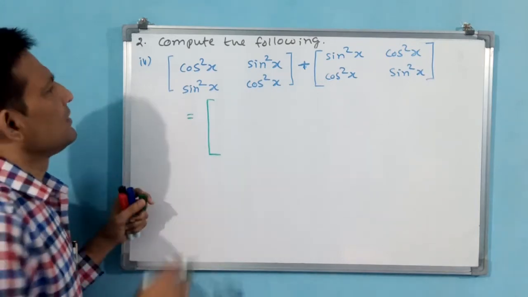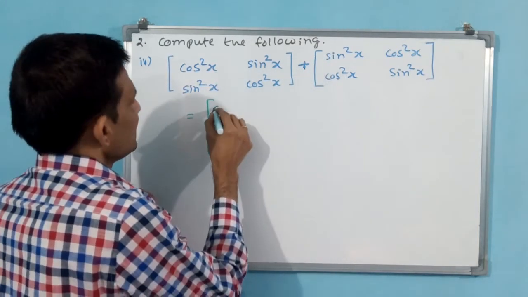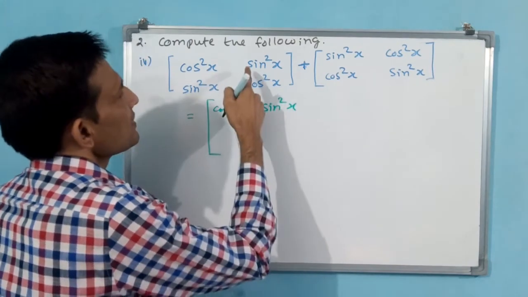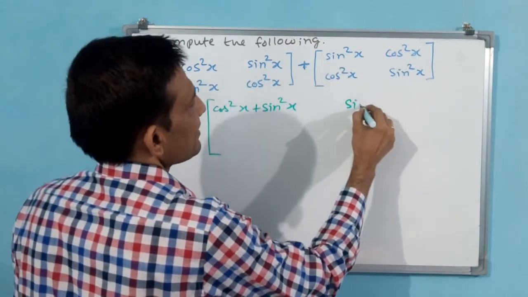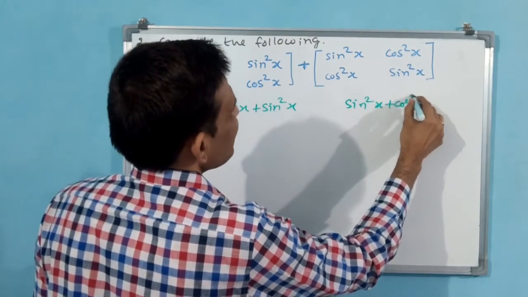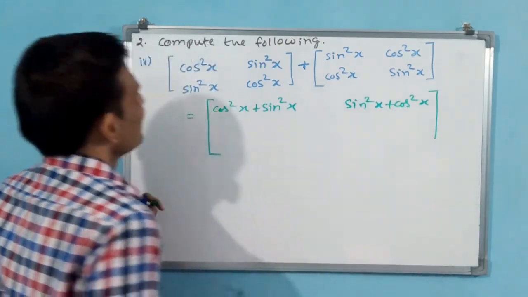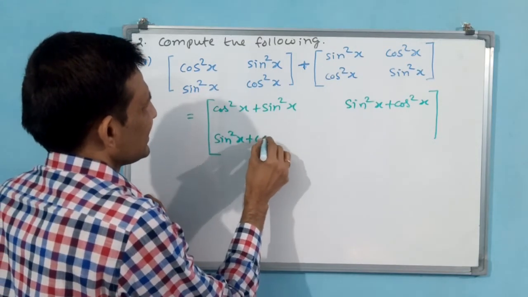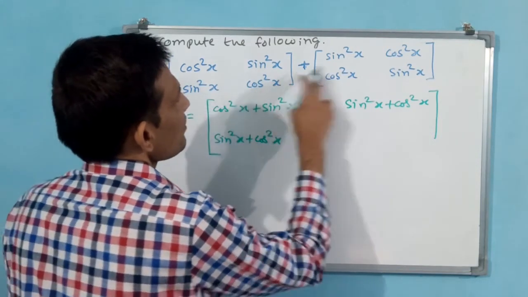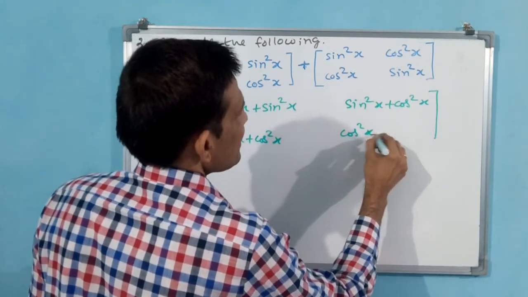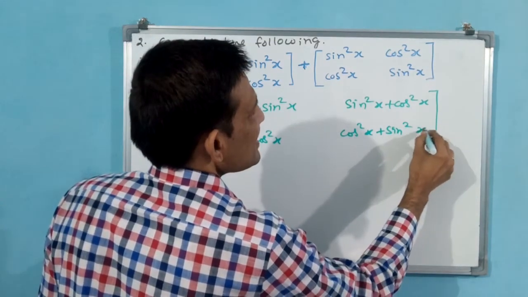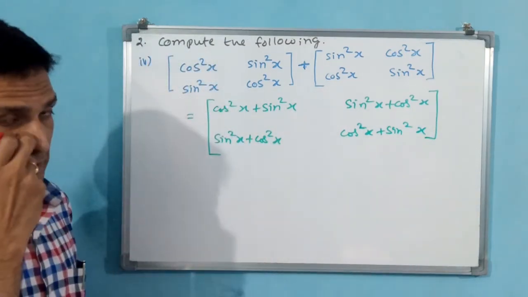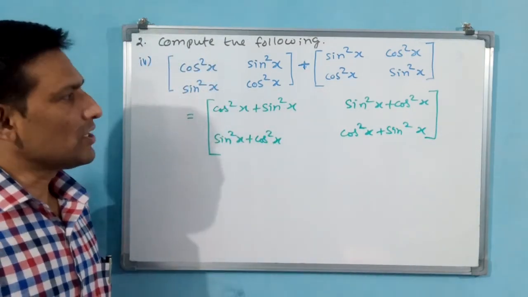Let us do addition. Cos square x plus sin square x. Write down. Sin square x plus cos square x. Write down. Sin square x plus cos square x. Cos square x plus sin square x. Okay. Now, normal addition operation was finished.